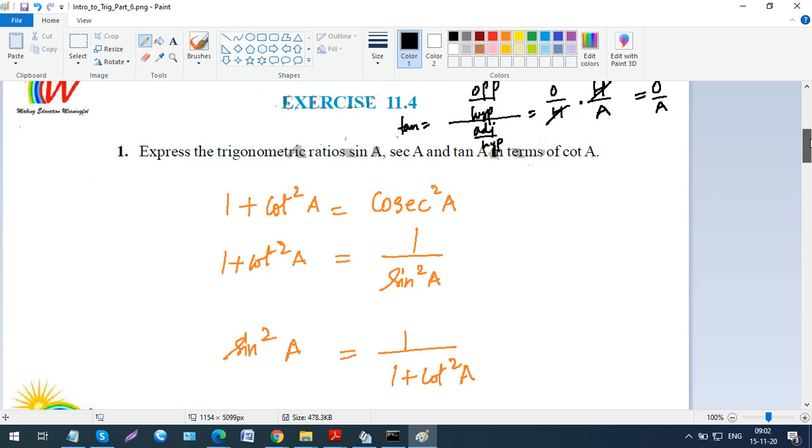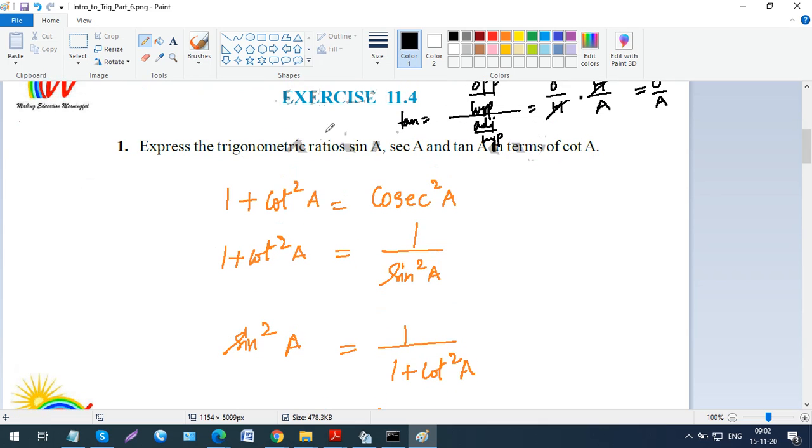Okay, so now this whole exercise is based on proving trigonometric ratios and trigonometric identities. Now here the first question says express trigonometric ratios sine A, secant A, tan A in terms of cot A. So everything has to be written as something of cot A: sine A is equal to something of cot A, secant A is equal to something of cot A, and so on.